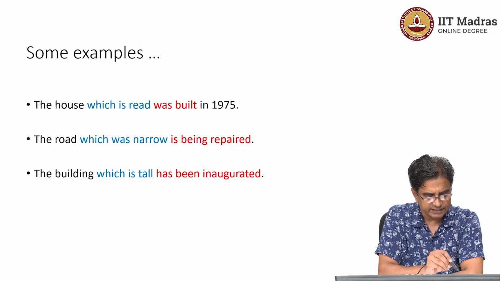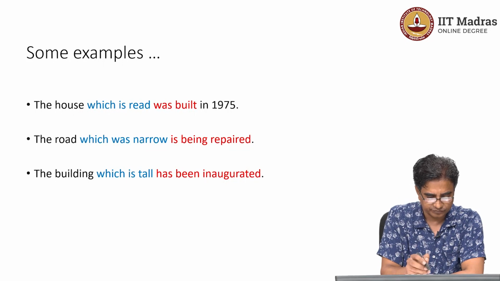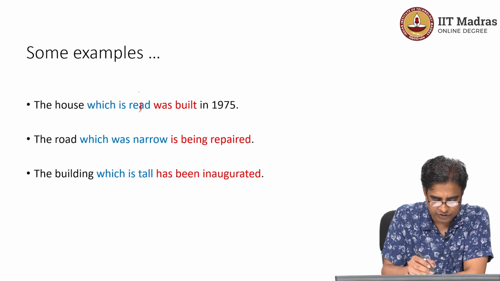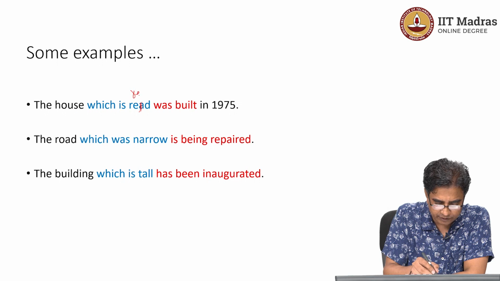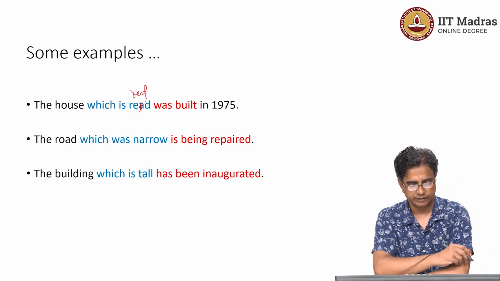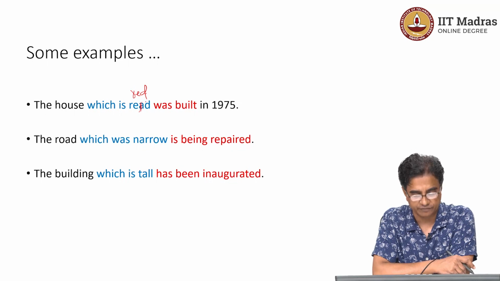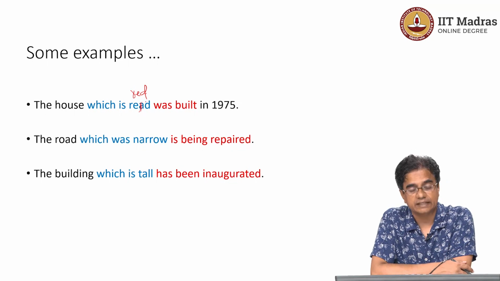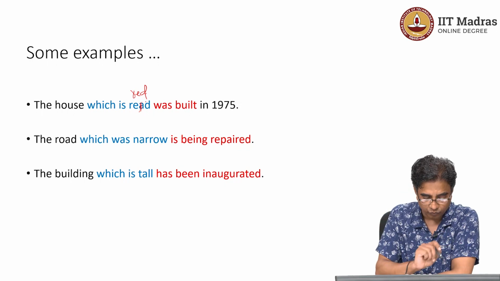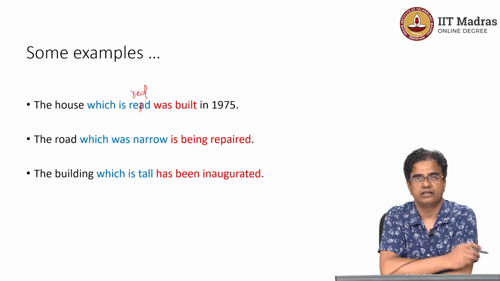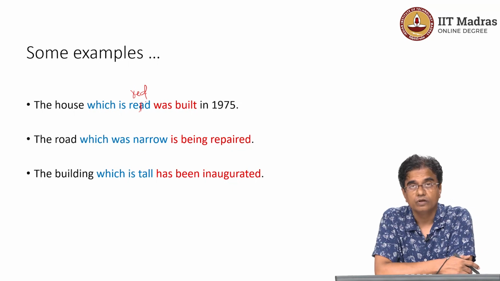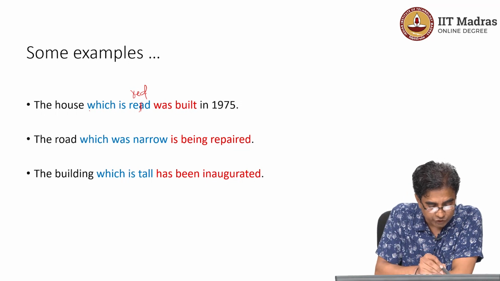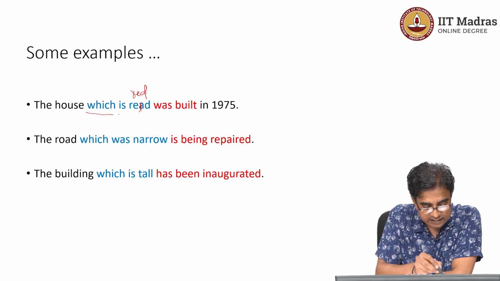The sentence is, the house which is red was built in 1975. The road which was narrow is being repaired. The building which is tall has been inaugurated. We are going to draw your attention specifically to the components of these three sentences that are in blue.